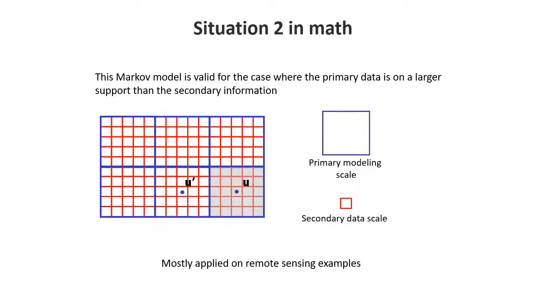Okay, so now we turn ourselves to situation 2. Recall that in situation 2, our primary variable is slowly varying and our secondary variable is highly varying. And so the Markov model now is very different. It's basically reversed. It means that if I want to model the blue big square, then I can essentially ignore whatever is in this square. I can only use the information that is in that square, so that I only use the secondary data in the same square at most.